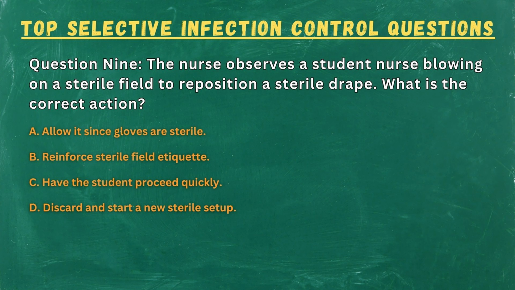Question 9. The nurse observes a student nurse blowing on a sterile field to reposition a sterile drape. What is the correct action? A. Allow it since gloves are sterile. B. Reinforce sterile field etiquette. C. Have the student proceed quickly. D. Discard and start a new sterile setup. Answer: D. Discard and start a new sterile setup.